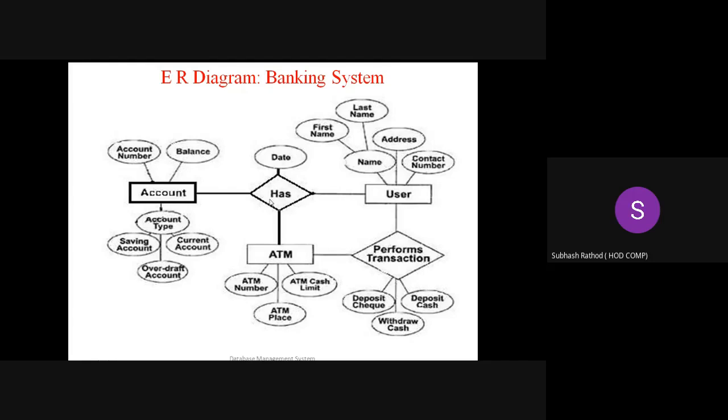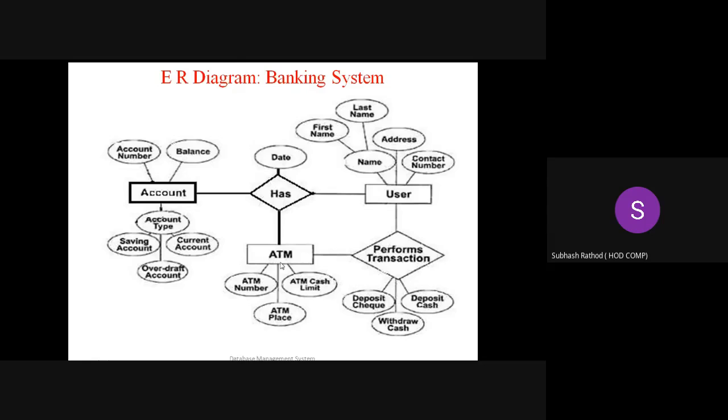So account, right? User has account. You look at the right side. User has an account, and the relation has the attribute date. Yes, date: on which date the user became an account holder.